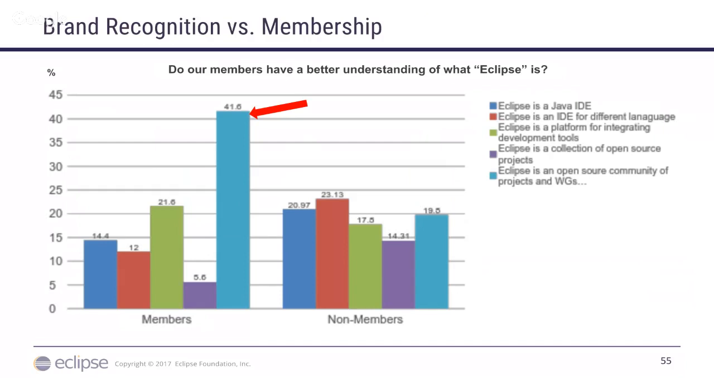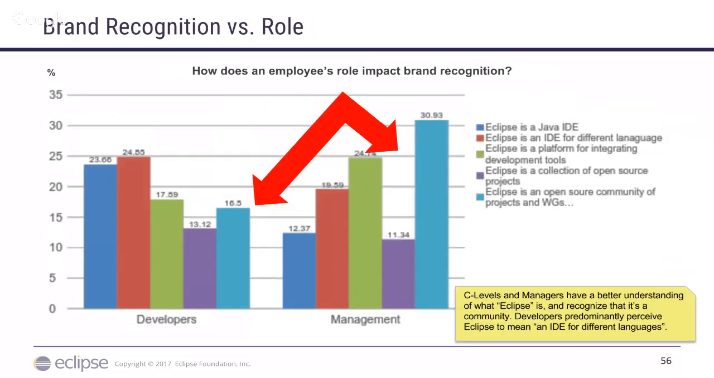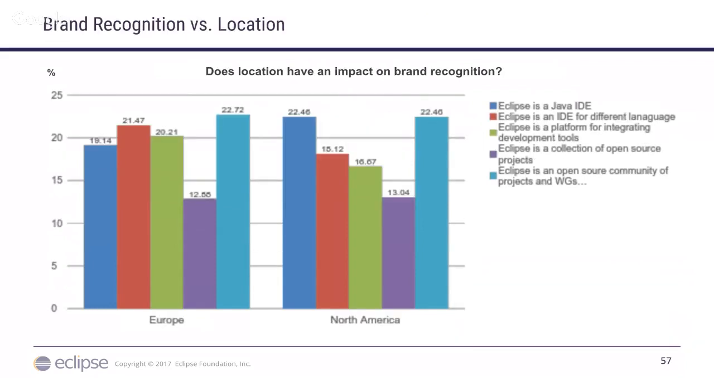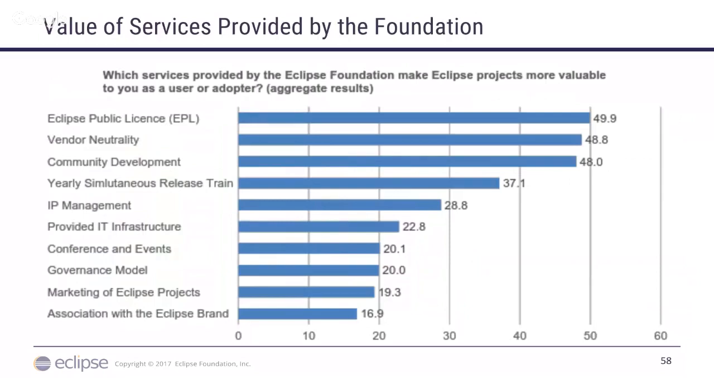One interesting thing is that if you cut the data by members versus non-members, our members definitely get it, right? So it definitely jumps up. So I think within our membership, we're getting the message out, which is good news. You certainly expect that, and we still have a long way to go in the non-member community. The other thing interesting was that from a role perspective, the C-levels and managers have a better understanding. So I thought that was interesting, that there's a big difference there. Location did not matter. We were wondering about that, and we couldn't see any huge difference between Europe and North America. So then we asked what are the values provided by the foundation.